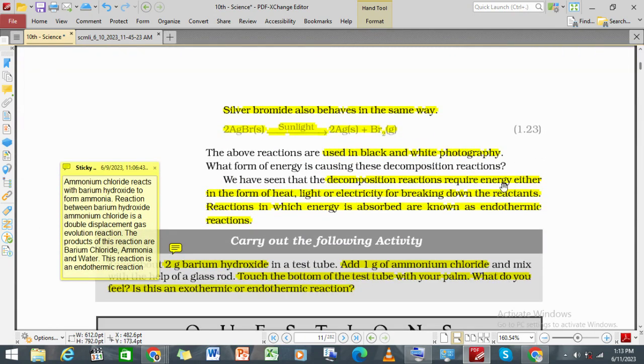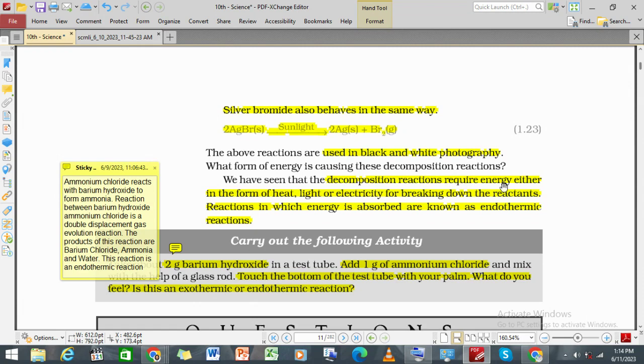Now, silver bromide also behaves in the same way. We have AgBr, silver bromide. When given sunlight, we get Ag and Br. So decomposition has been taking place, and the silver bromide reaction is used in black and white photography. And decomposition reaction requires energy either in the form of heat, light, or electricity.